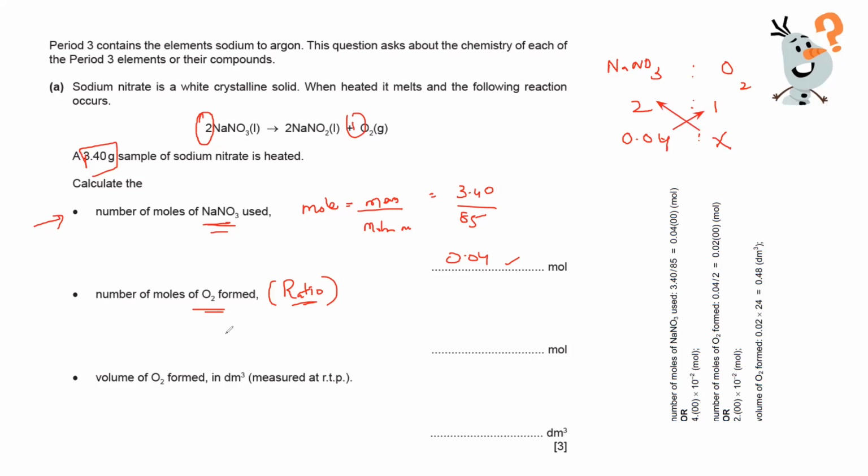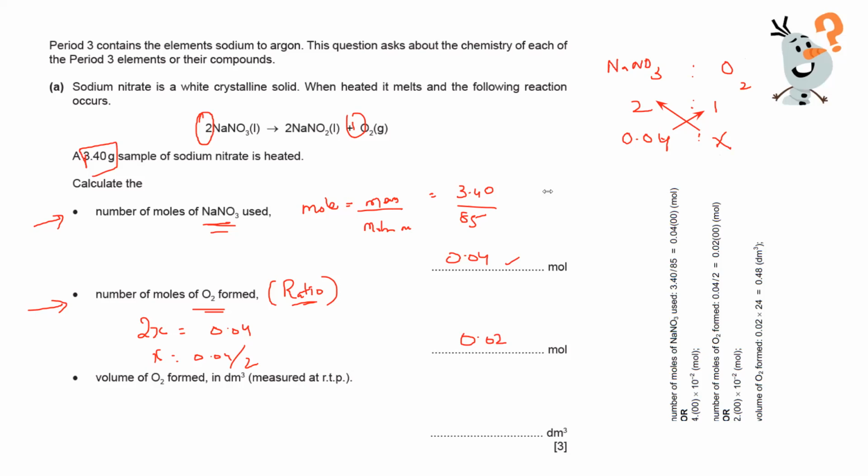So 2 multiplied by x, that is 2x, equals 0.04 multiplied by 1, which is 0.04. We need x, the moles, so 0.04 divided by 2. So how many moles do we get? We get 0.02 moles. That is the second part. By using a ratio between sodium nitrate and oxygen, we got the moles of oxygen involved in this reaction.